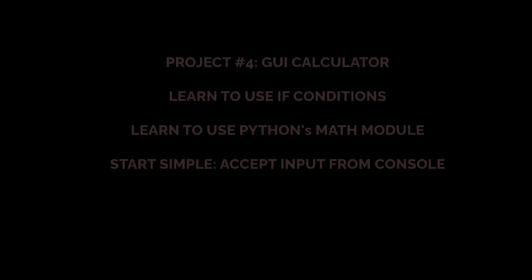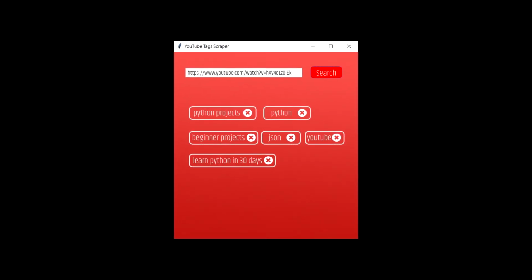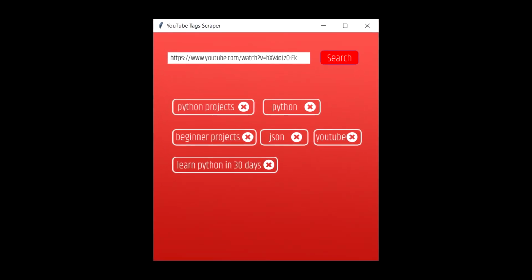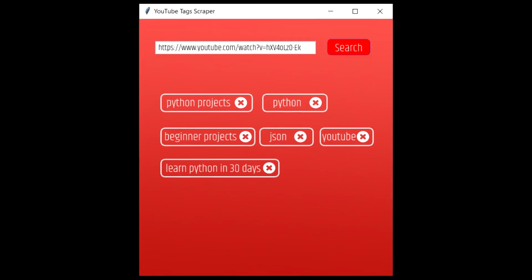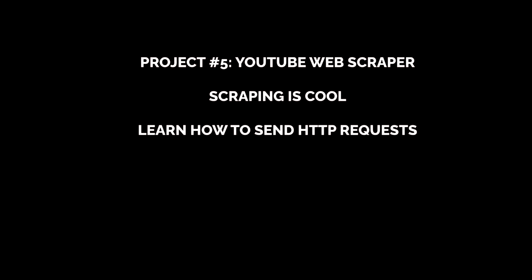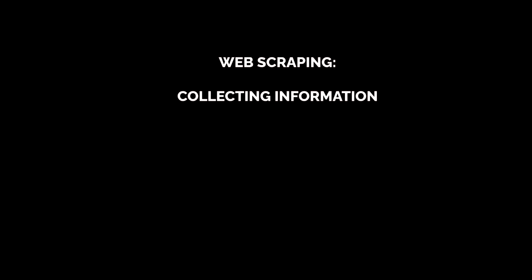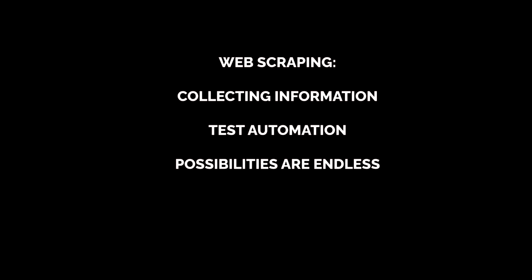input from the console. Number 5, YouTube web scraper. If you're learning Python, you must learn how to scrape web pages. In YouTube web scraper, the tool expects a YouTube video link as input, and it will return a list of all keywords associated with the video, which is really useful information if you are a YouTuber. This tool helps you learn how to send HTTP requests and how to parse HTML documents. The ability to scrape information on the web in itself is extremely useful for collecting information, test automation, and has many other possibilities in software development.